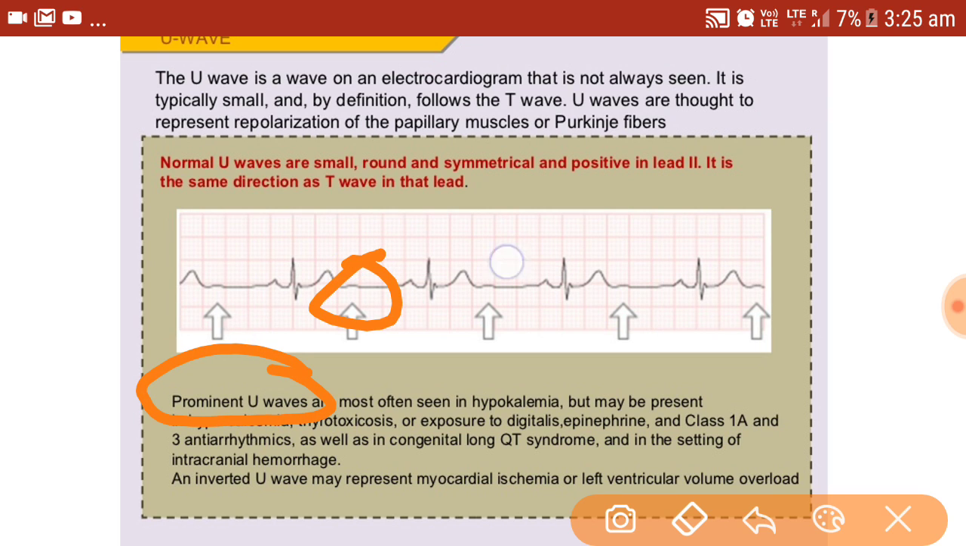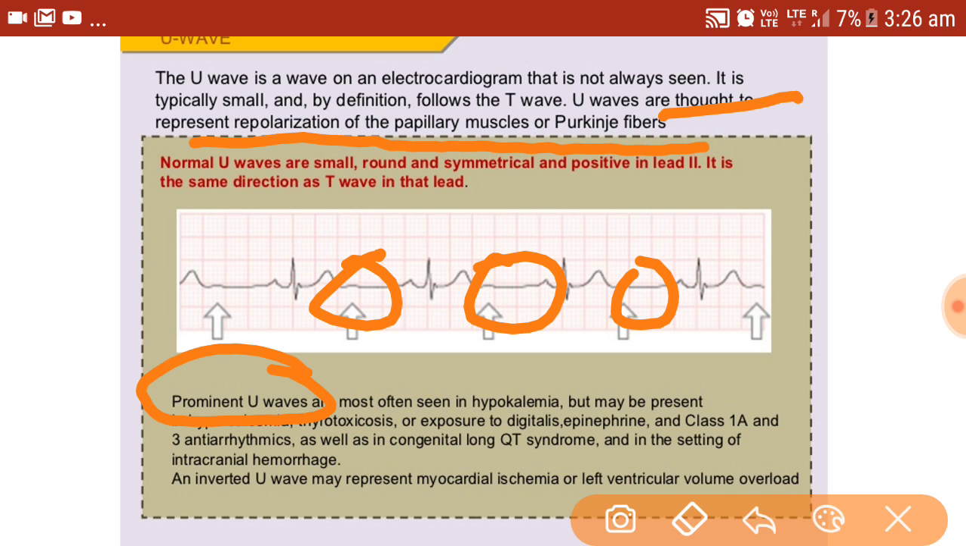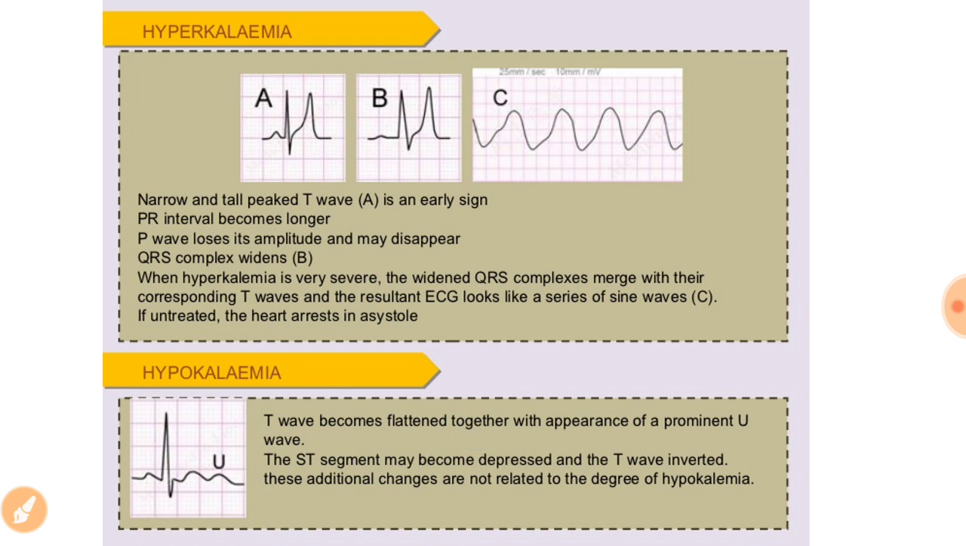T wave is equally important, and what you see here is in hypokalemia you see prominent U waves. Normal U waves are small, round, symmetrical and positive in lead 2. Okay, so it is in the same direction as that of T, and these are thought to be representing repolarization of papillary muscle or Purkinje fibers. So U waves are important.